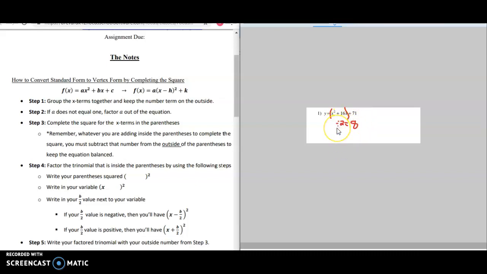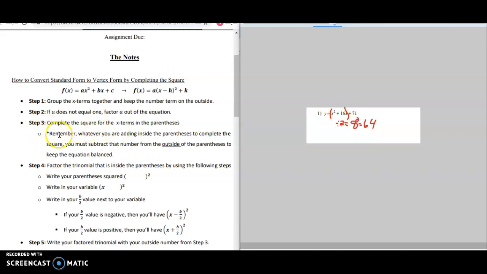After you divide by 2, you then square it. So I'm going to take 8 squared. Remember, whenever you square something, you just take it times itself. 8 times 8 is 64. So now that I have these numbers, I'm going to take them and I'm going to put them into my equation to complete the square.